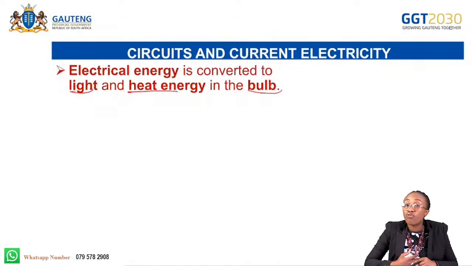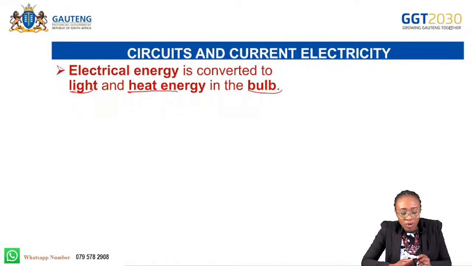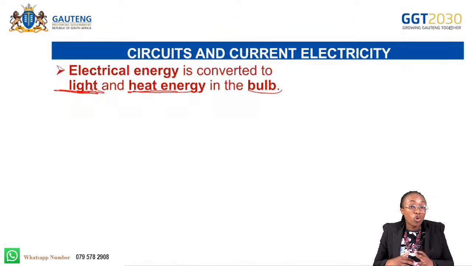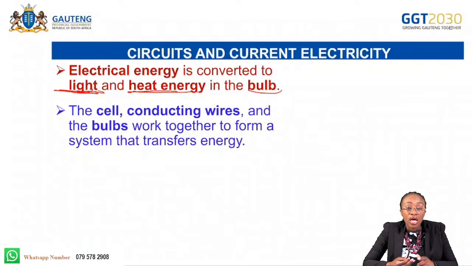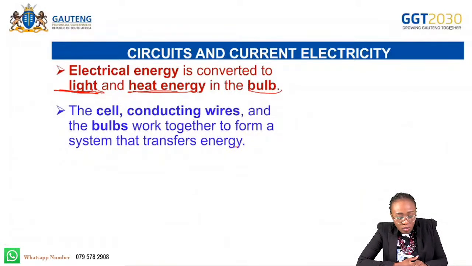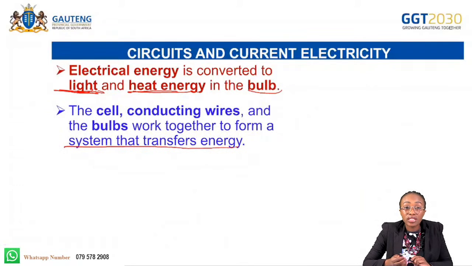So we started off where? We started off with chemical energy in the cell, which was transferred to electrical energy flowing through the conducting wires. And then when we got to the bulb, that electrical energy was converted to light. You saw the bulb glowing, and heat energy. Now the cell, the conducting wires, and the bulb work together to form a system that transfers energy.